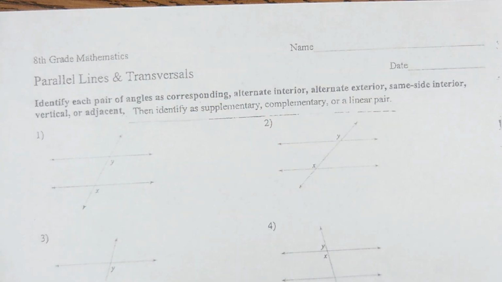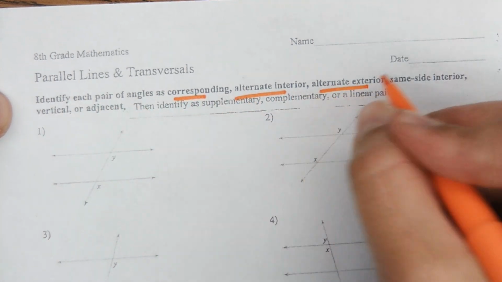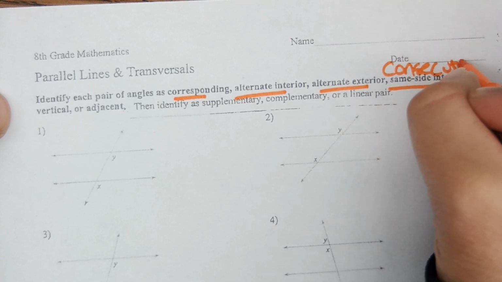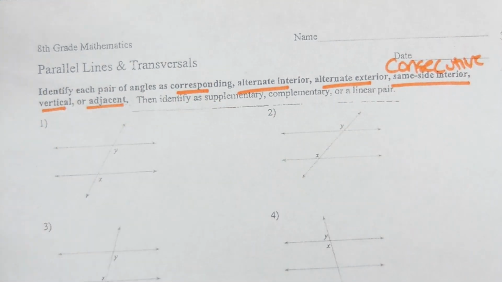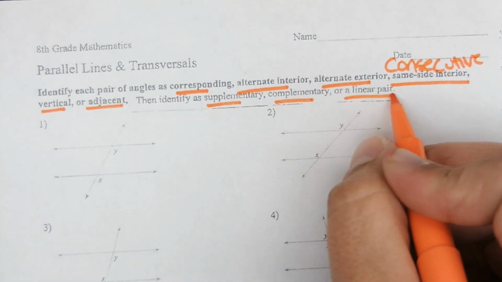Okay, so for the instructions, identify each pair of angles as corresponding, alternate interior, alternate exterior, same side interior, which is also consecutive interior, and unfortunately your book uses consecutive interior, vertical, or adjacent. And then also identify a supplementary, complementary, or linear pair.